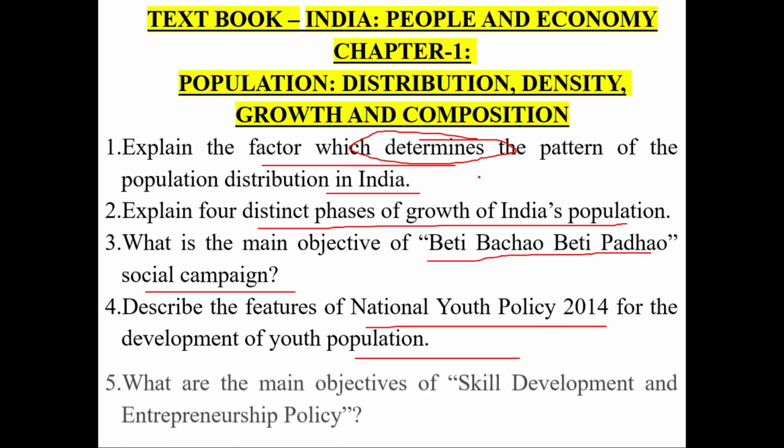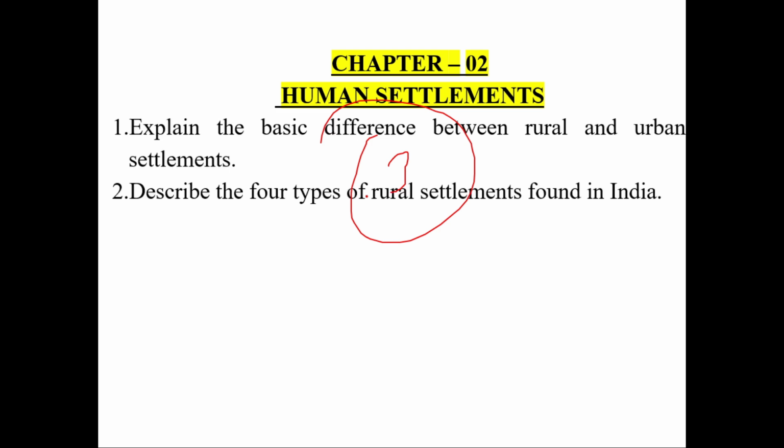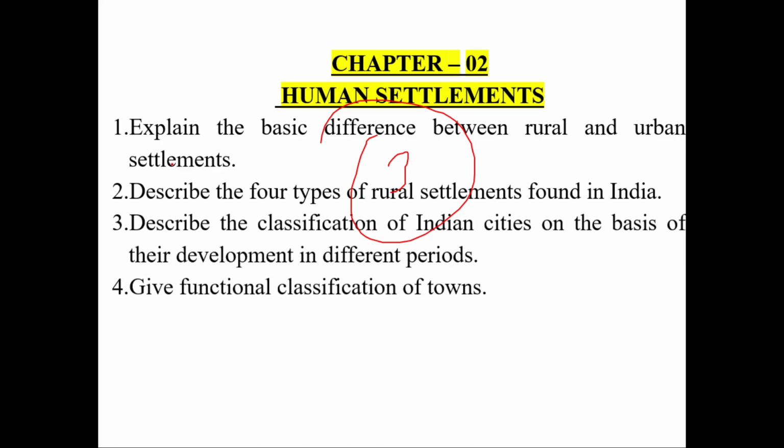Then chapter 2, human settlement. This chapter basically carries 3 marks. Basically 3 marks come, and this chapter will focus on either 3 MCQs or only one short answer, that means for the 3 marks. So there are questions which are very common: the difference between rural and urban settlement, then the types of rural settlement. So these are very simple questions.